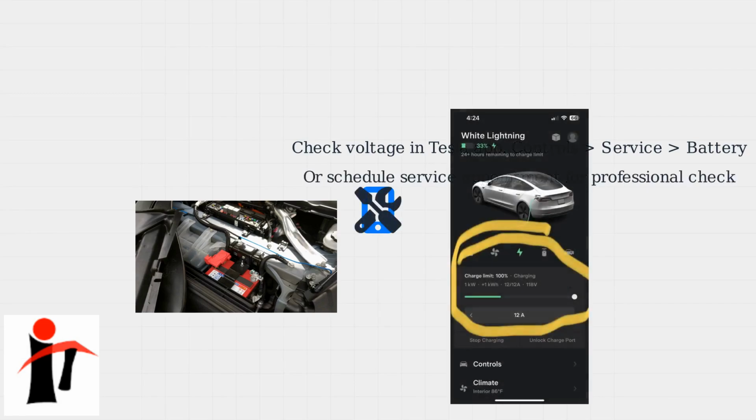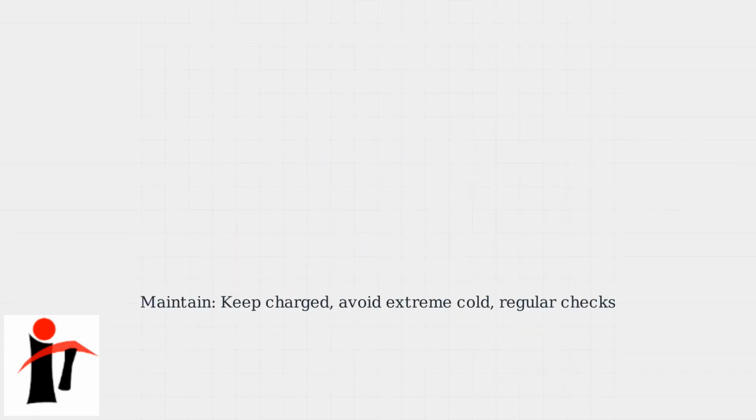Alternatively, schedule a service appointment at a Tesla supercharger or service center for a professional inspection and potential replacement if needed. Tesla's warranty often covers 12-volt battery issues in eligible vehicles. Maintaining a healthy 12-volt battery is crucial for your Model S's proper functioning. Keep it charged by driving regularly. Avoid extreme temperatures that can drain it quickly, and perform regular checks through the app to prevent cluster problems.